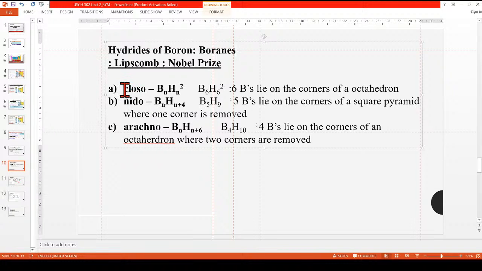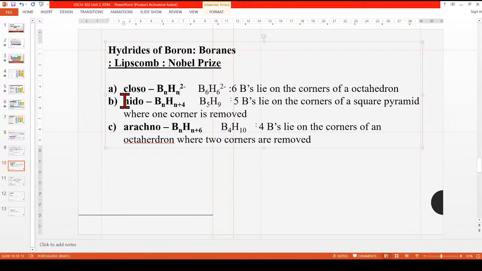Very first type is closoborane. Its general formula is BnHn 2 minus. Okay, this 2 minus is the charge. Its example is B6H6 2 minus, where 6 borons lie on the corners of an octahedron. Just imagine one octahedron, and each corner of the octahedron is occupied by boron.